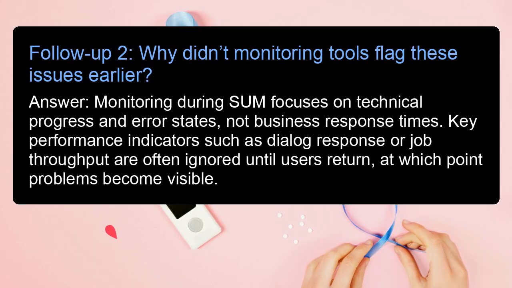Follow-up 2. Why didn't monitoring tools flag these issues earlier? Answer: monitoring during SUM focuses on technical progress and error states, not business response times. Key performance indicators such as dialogue response or job throughput are often ignored until users return, at which point problems become visible.